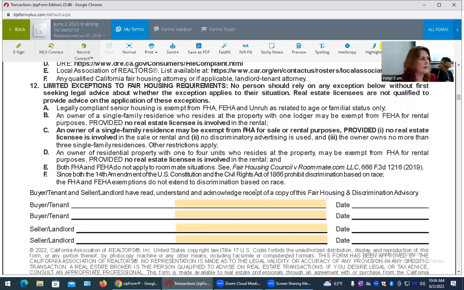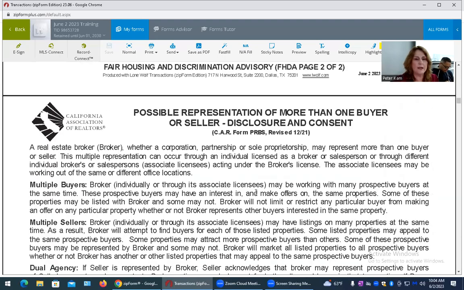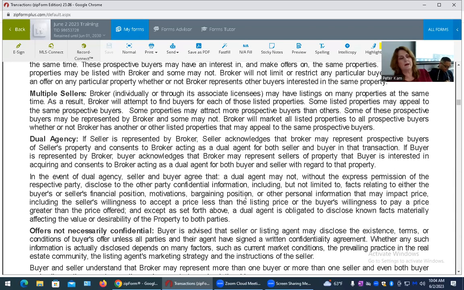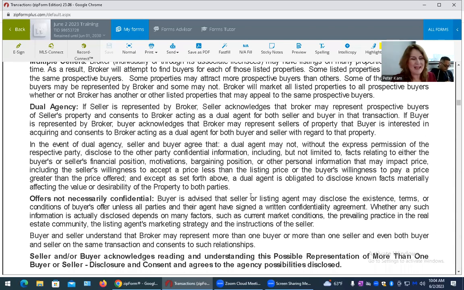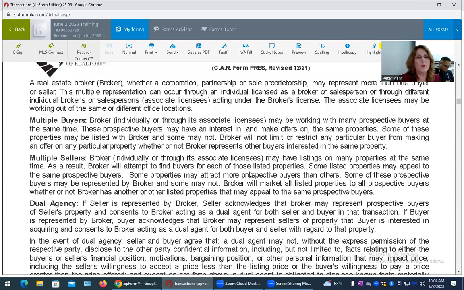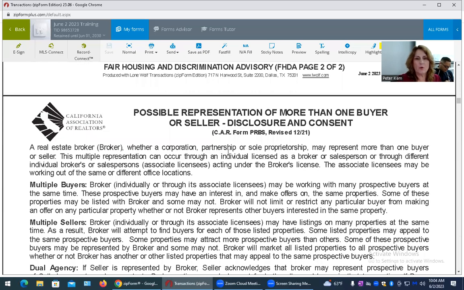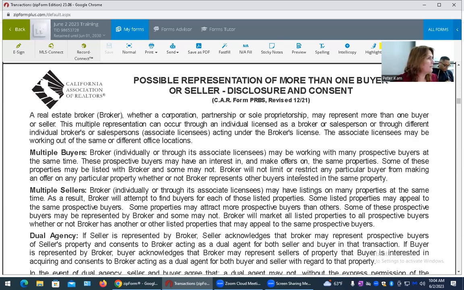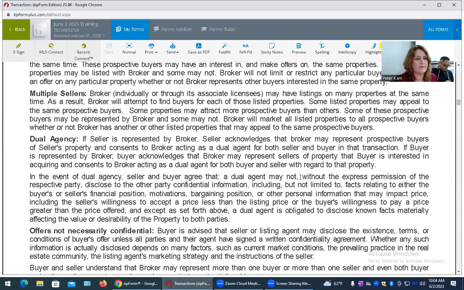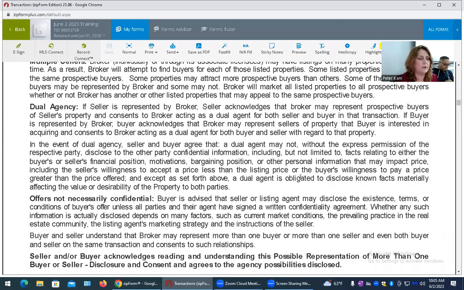So these are things that I just think of and I start going over them. There's one other thing, hi Maggie, on possible representation of more than one buyer or seller. I learn something new every day, or I'm refreshed every day. So I want to bring this up to you.